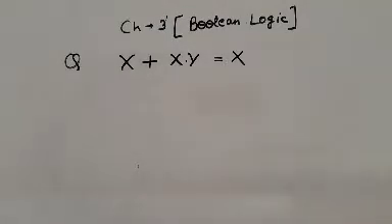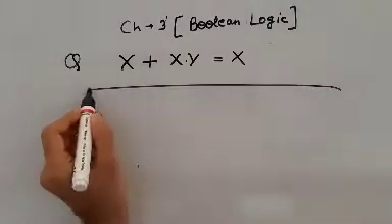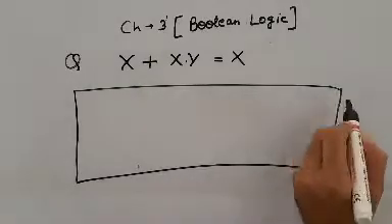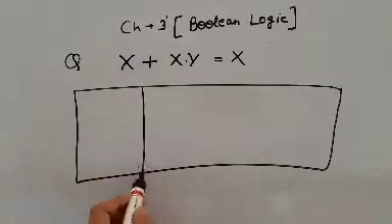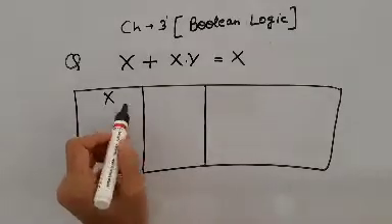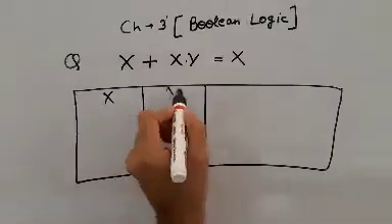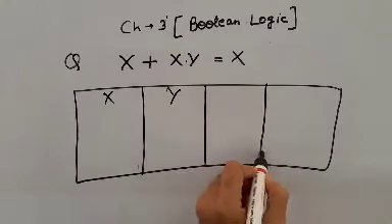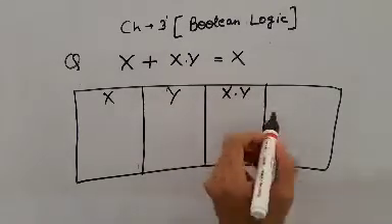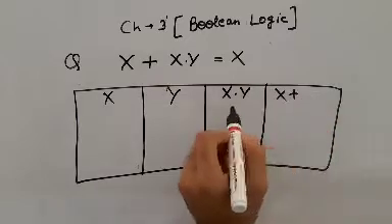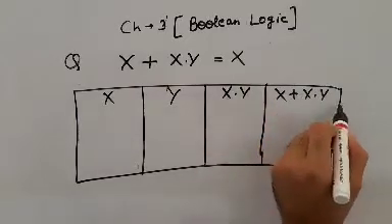Now if I have to prove whether the expression is correct or not, I have to use a truth table for the expression. Now we will see how this expression works. For example, again I have to make a truth table. X, Y, as I have two input terminals x and y. One column is x dot y and another one is x plus the result of this x dot y.